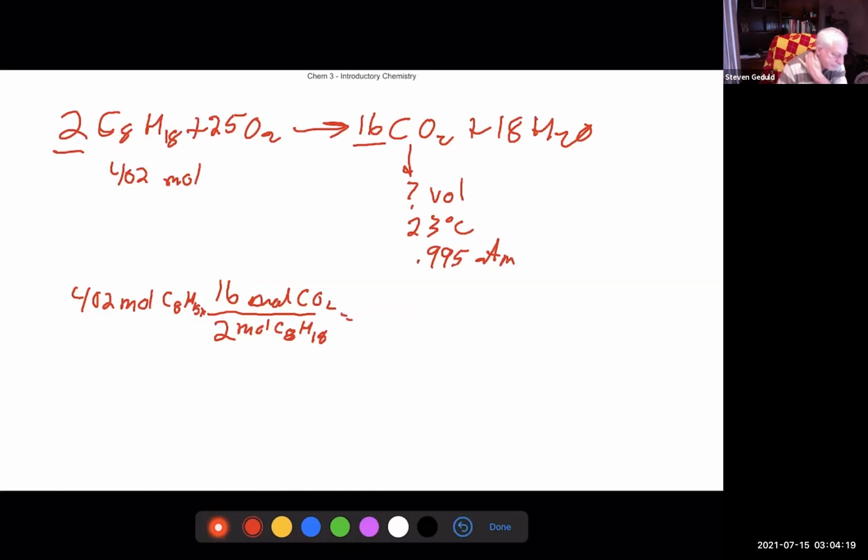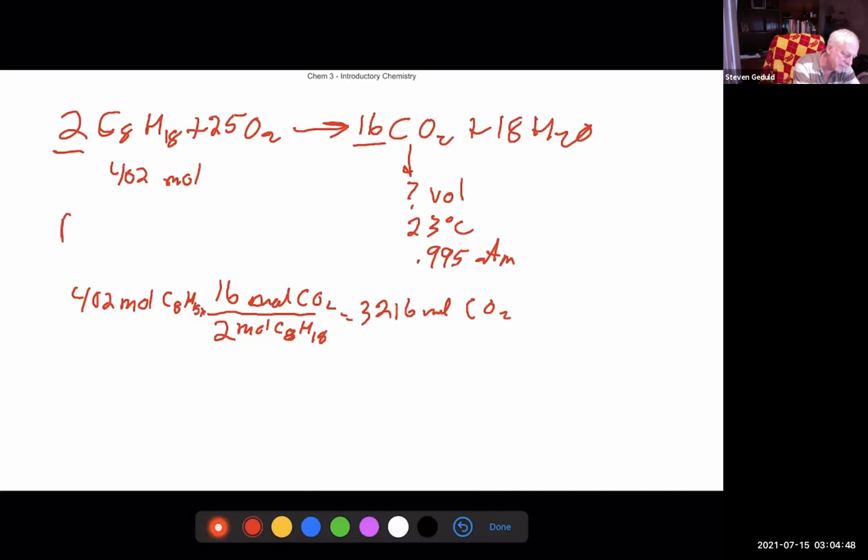So 402, I probably messed up on the math here, but let's get my calculator up. 402 times 16 divided by 2 equals 3216 moles of CO2. All right, and now we're going to do the volume.